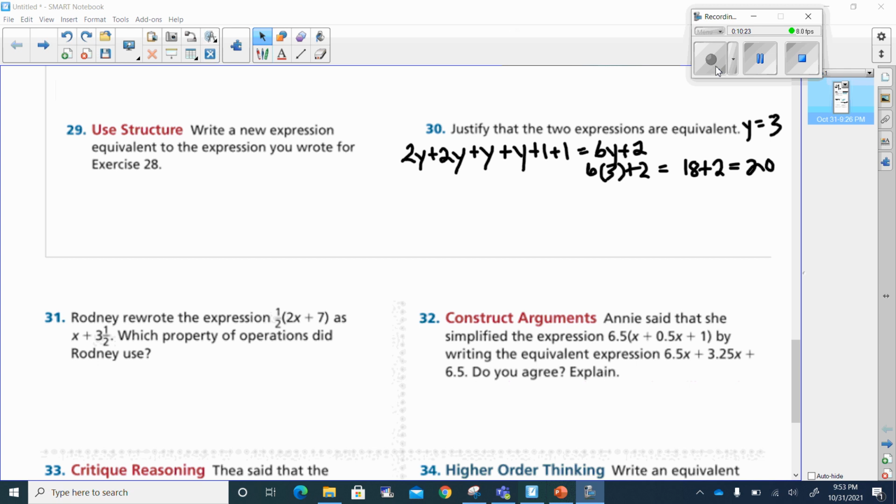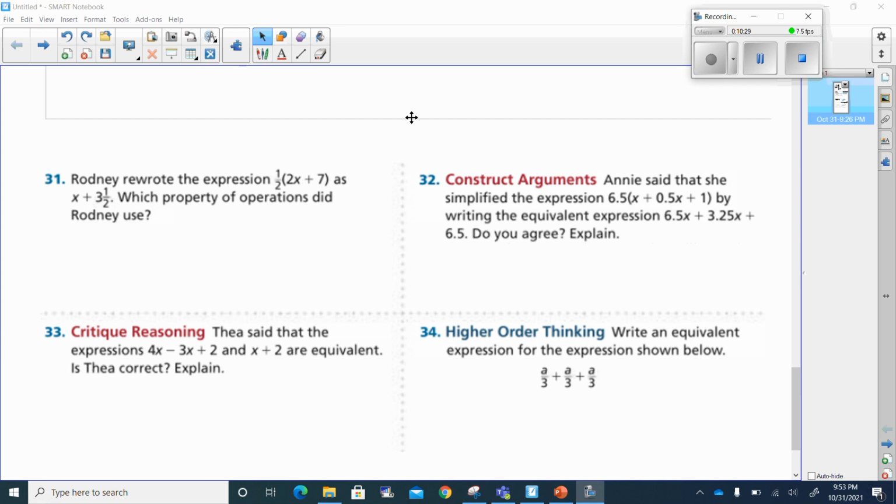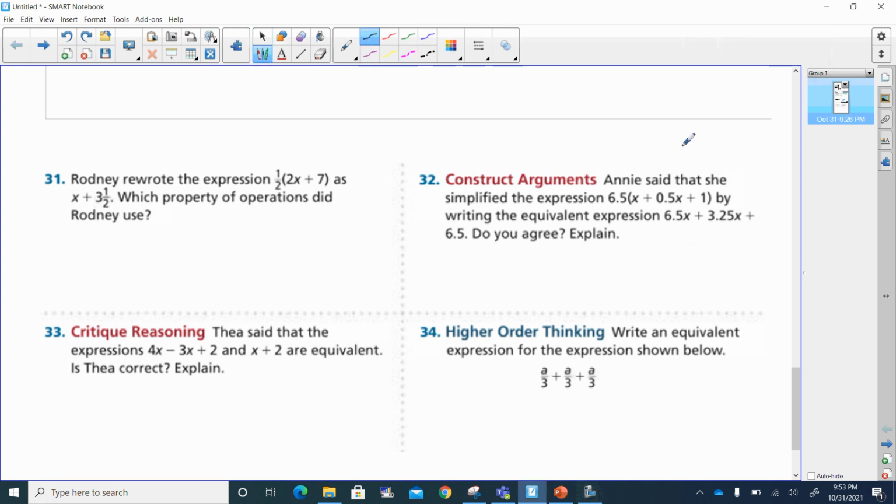Oops, my apologies, everybody. I realize that there are 4 more problems here, so it looks like I have 2 more to do. Number 32 says, Annie said that she simplified the expression 6.5 times x plus 0.5x plus 1 by writing the equivalent expression, which she claims was 6.5x plus 3.25x plus 6.5. Do you agree? Well, let's take a look at this.